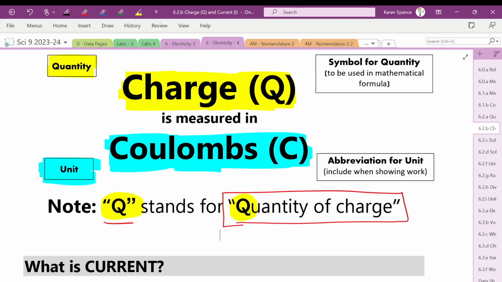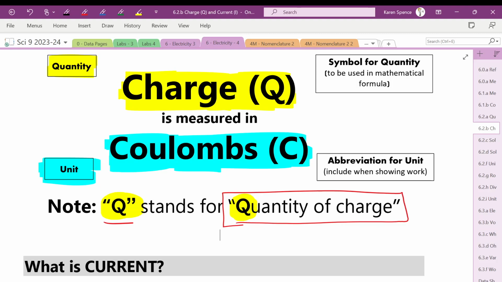And now we're going to talk about current. Have you guys experienced any kind of current? Wind? Yeah, you can have the wind blowing in a current. What things do we often refer to as having a current? Yes. Like in water, a river has a current.